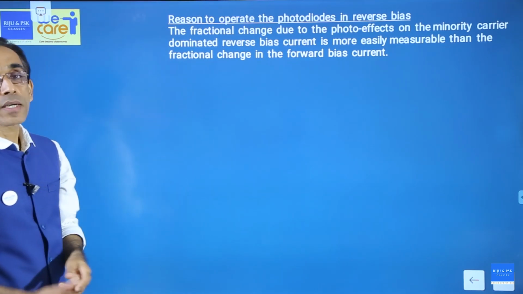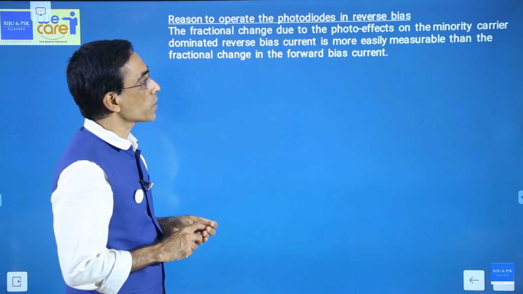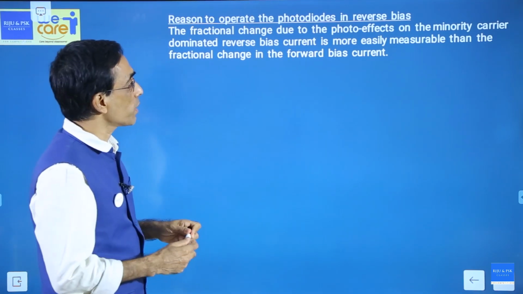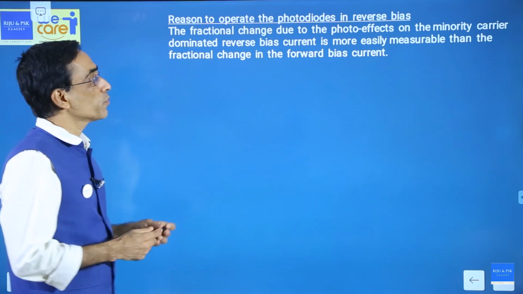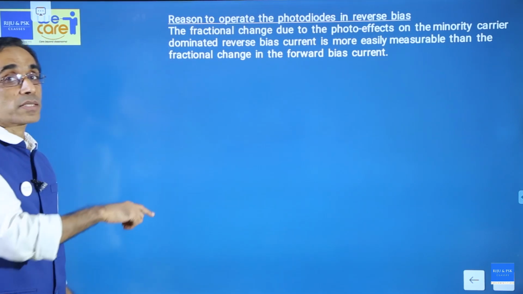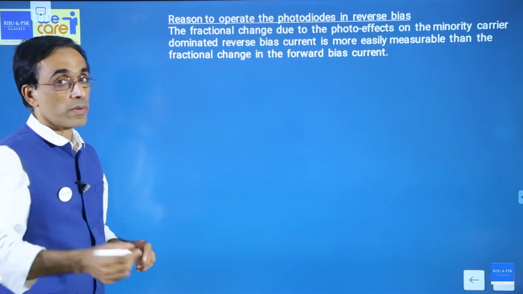Why is it operated in the reverse bias? The fractional change due to the photo effects on the minority carrier dominated reverse bias current is more easily measurable than the fractional change in the forward bias current. Fractional change in the reverse bias current is more than the fractional change in the forward bias current.